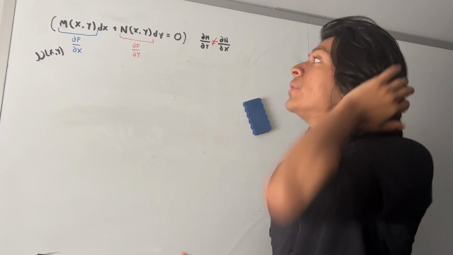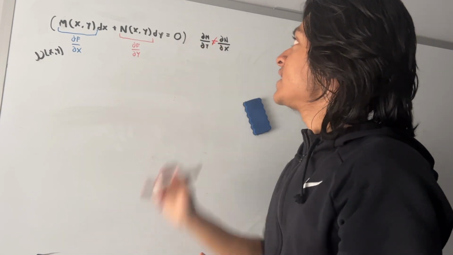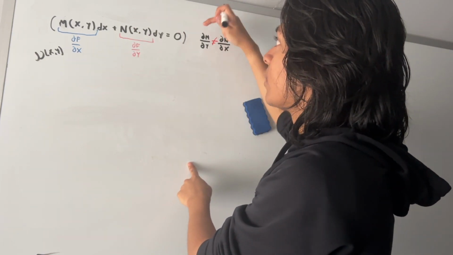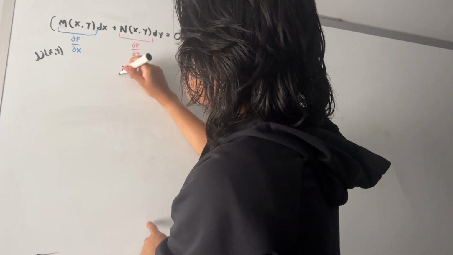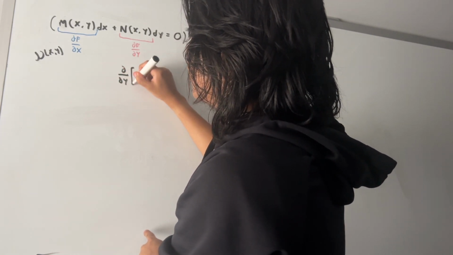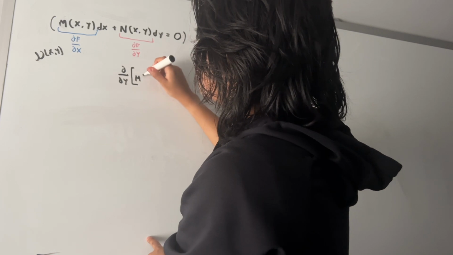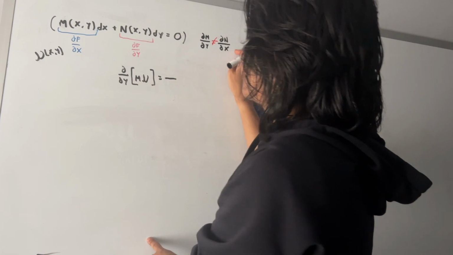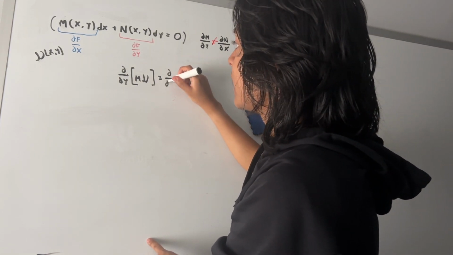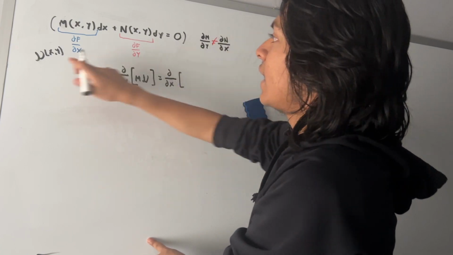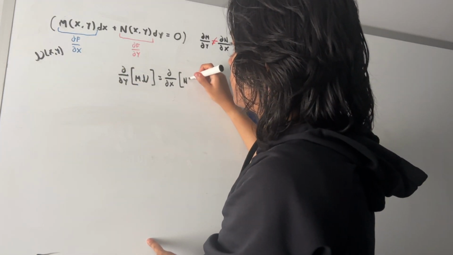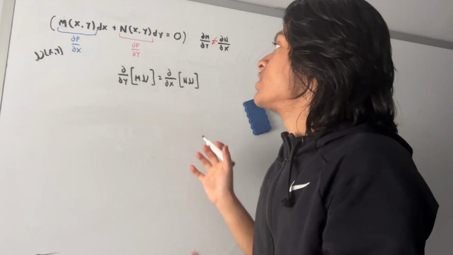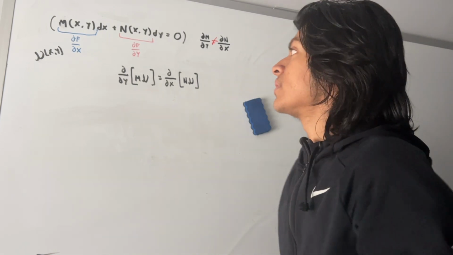Well, what we could do right now is, by definition of exactness, instead of just having our M here, we would have our integrating factor and our N. So we have the derivative with respect to y of M and u. This is going to be equal to the derivative with respect to x of N and u. So now pretty much we've got to solve this equation to be able to solve for what our integrating factor is.